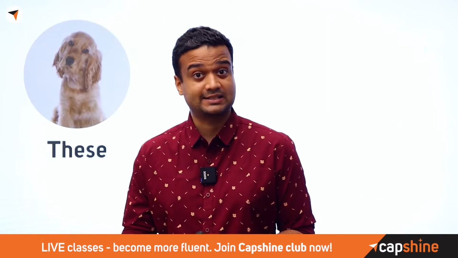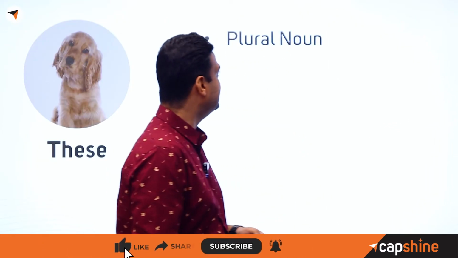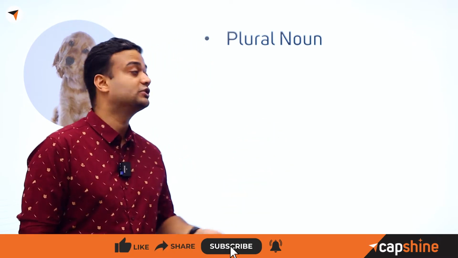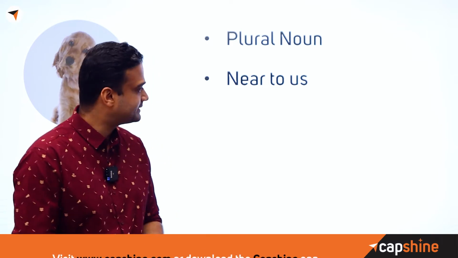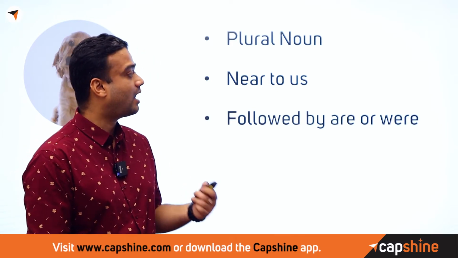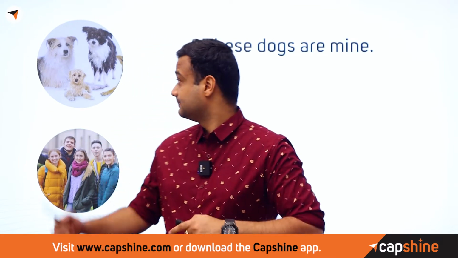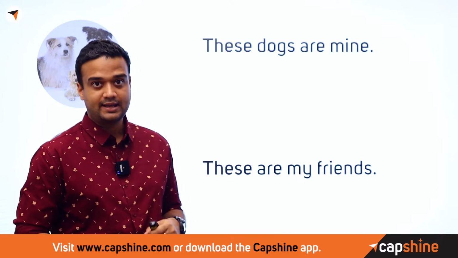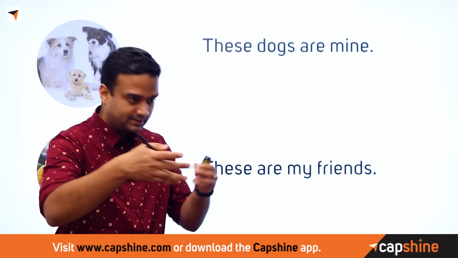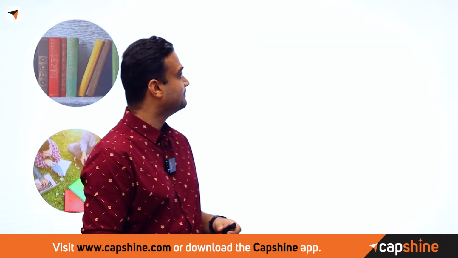Let's move on to the next demonstrative. These are plural, unlike the previous two. These are used for objects that are near us, and of course this is followed by are or were. For example, these dogs are mine. These are my friends. So again, close by, you can point to them and they're very close by, but plural, and that's why we use these.